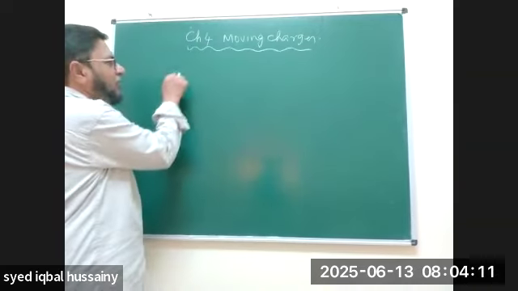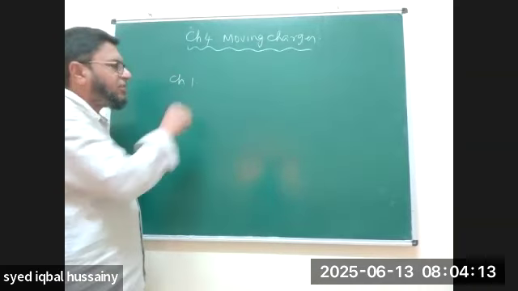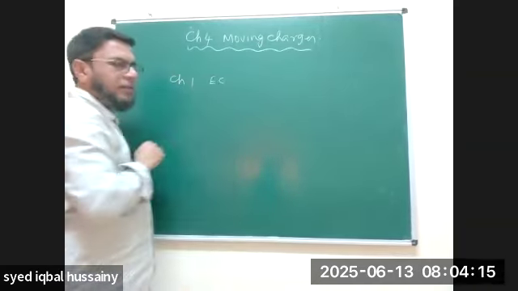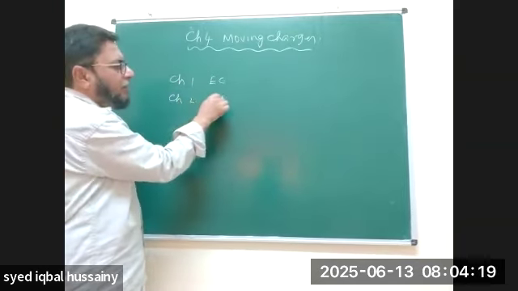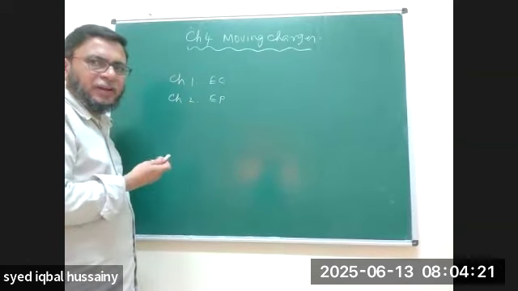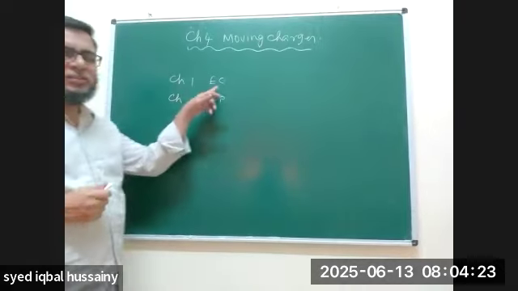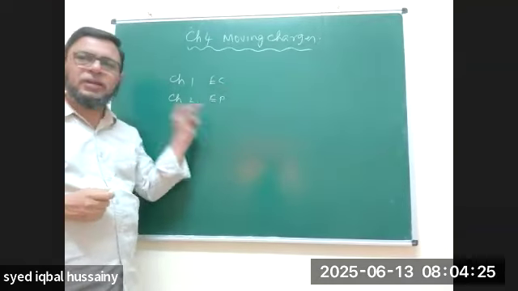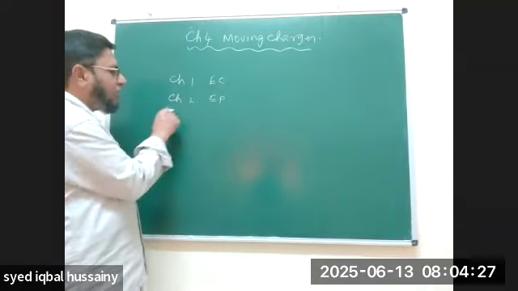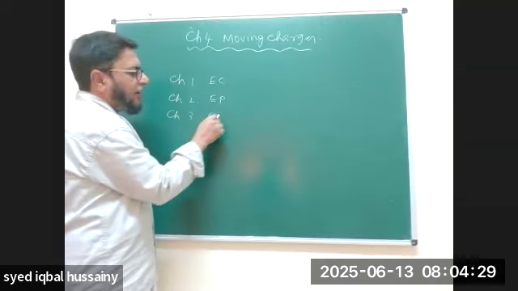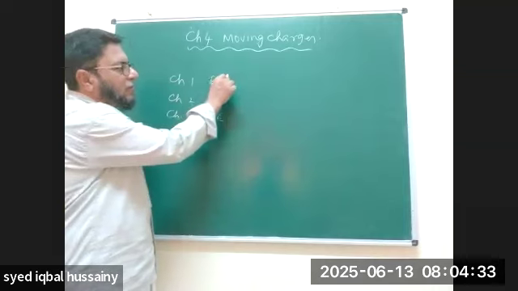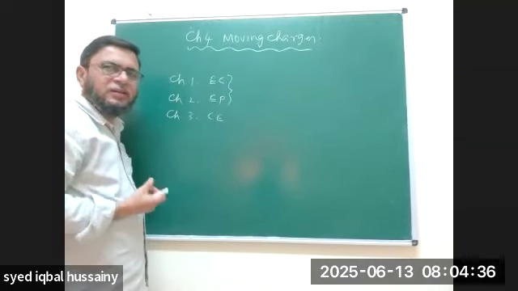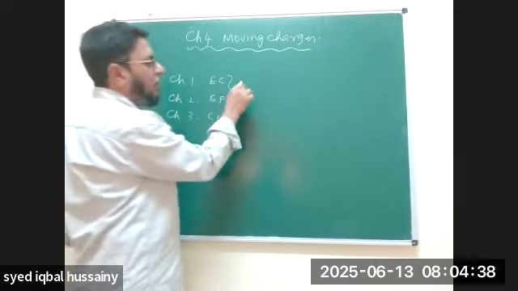Chapter 1 is electric charges and fields. Chapter 2 is electric potential, we finished. And chapter 3 is called current electricity. Now these first two chapters put together we call electrostatics.